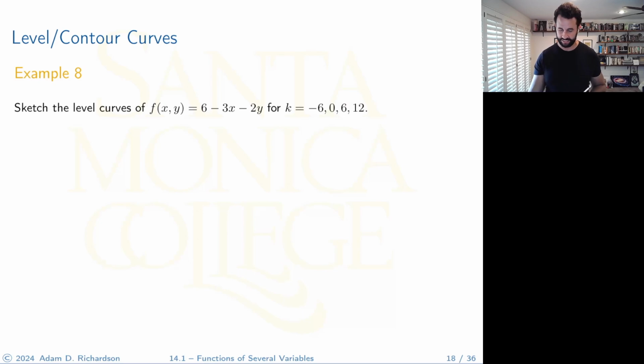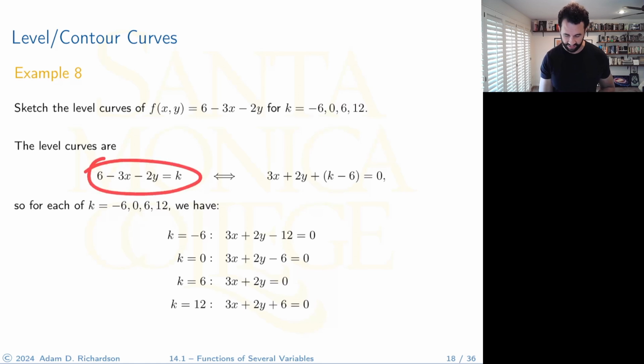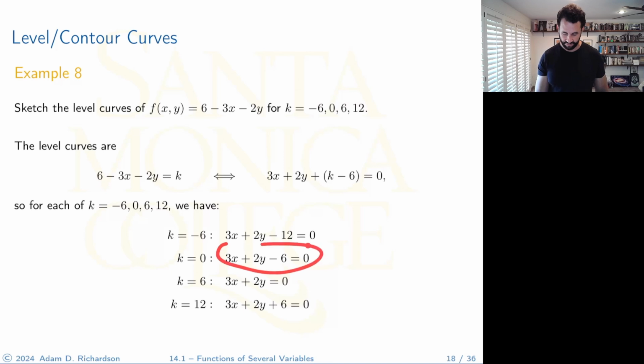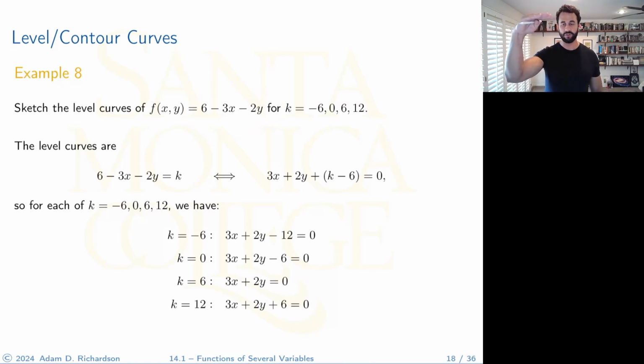All right, let's do it together. So the level curves are what you get when you slice the region or slice the object at these different heights. If we set our function equal to k, and then we have all these different values of k, these are the results we get. So we get that, that, that, and that. And these are all equations of lines. So when you slice this object with different horizontal planes, you get lines.